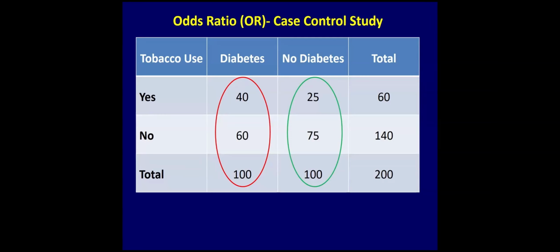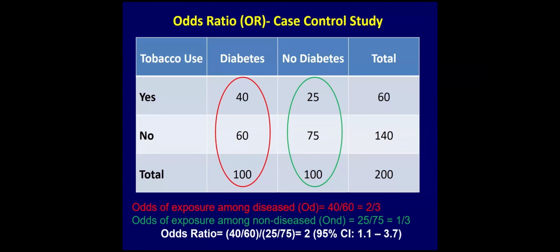What is the odds? 40 by 60. It is not 40 by 100. It is those who are using tobacco divided by those who are not using tobacco. Those who are exposed divided by those who are not exposed among diseased, that is diabetes here. And among those who are non-diabetics, non-diseased, those who are exposed divided by not exposed, 25 by 75. Then you go for a calculation.